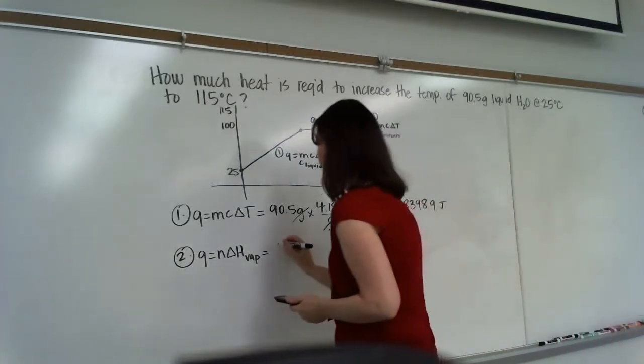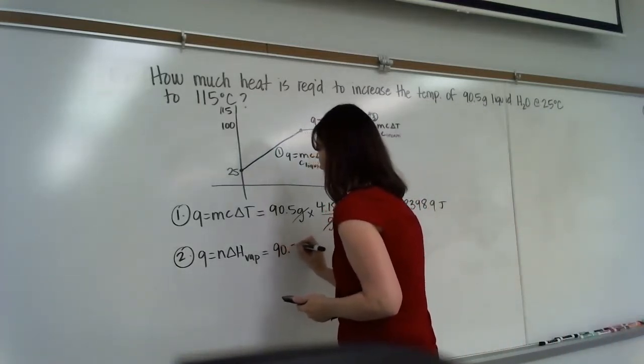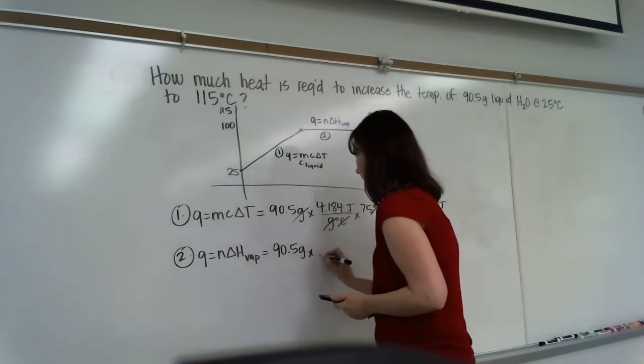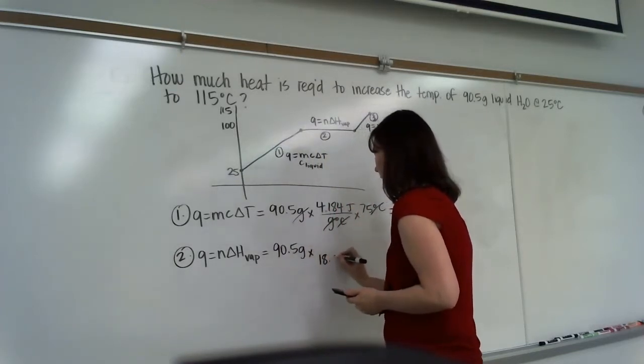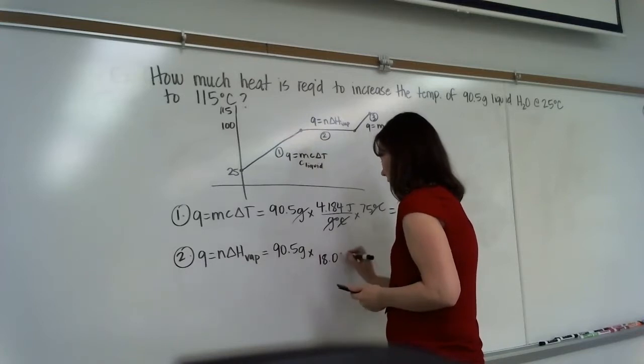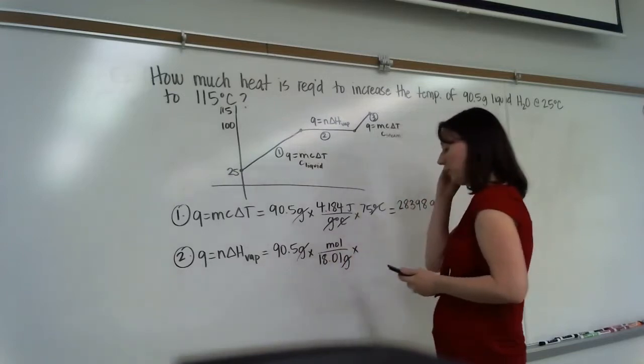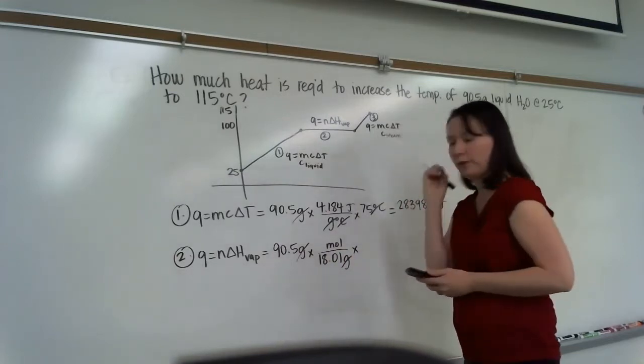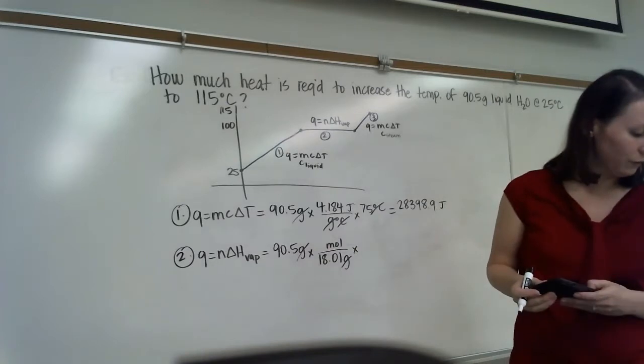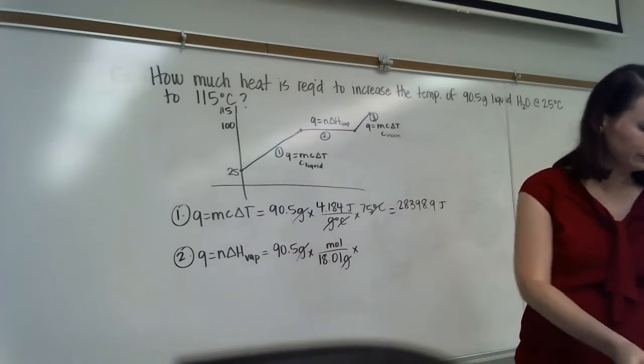So 90.5 grams times 1 mole per 18.01 grams. Now we're in moles. Now we can multiply by heat of vaporization. Heat of vaporization, according to my handout, is 40.67.